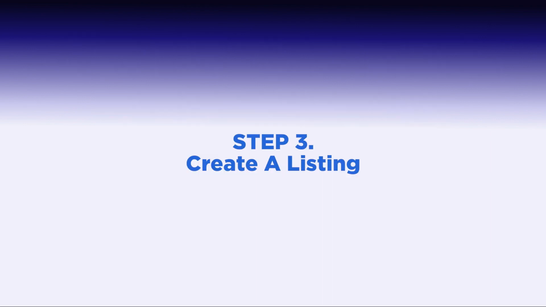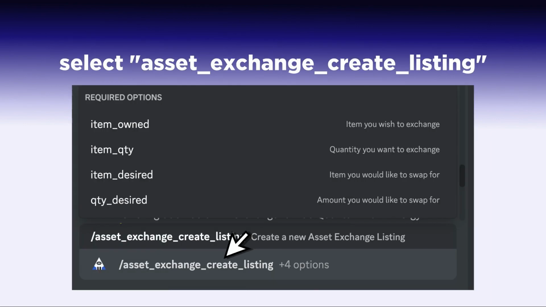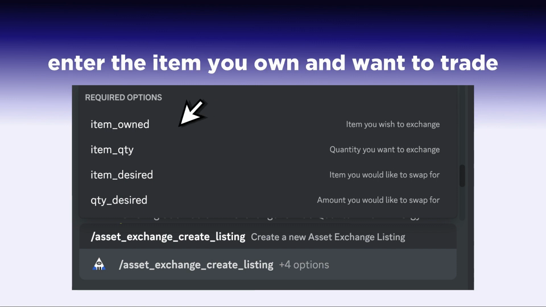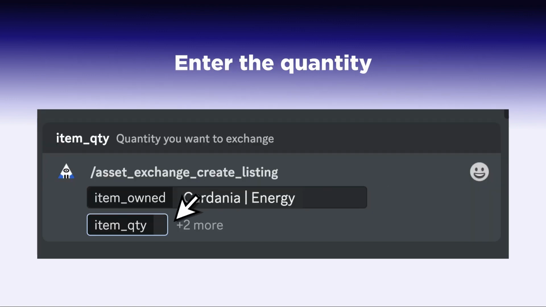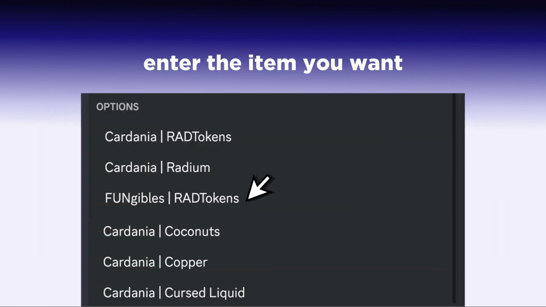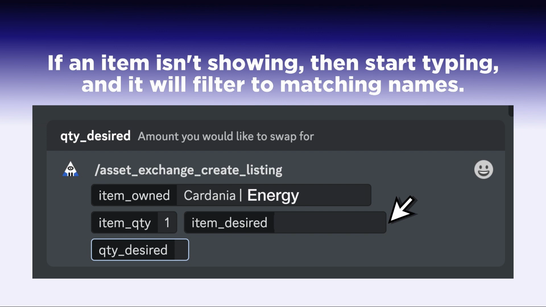Step 3. Create a listing. Select Asset Exchange Create Listing. Enter the item you own and want to trade. Enter the quantity. Enter the item you want. If an item isn't showing, then start typing, and it will filter to matching names.